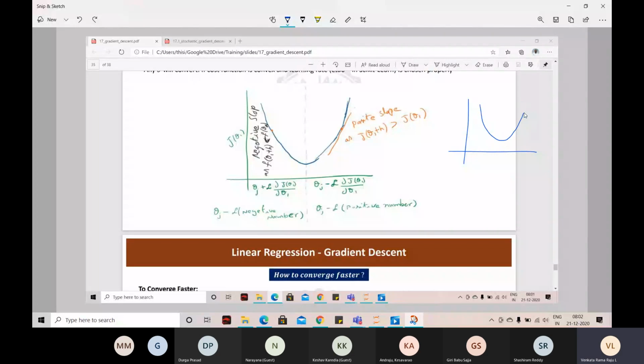If your theta was chosen somewhere here, and you are trying to calculate the next theta, theta is equal to theta minus alpha into the derivative of the cost function with respect to theta. So this part is going to be positive, because theta is here and j of theta is here. Theta plus h is here.